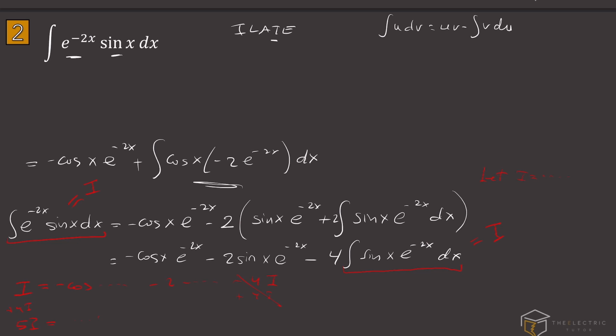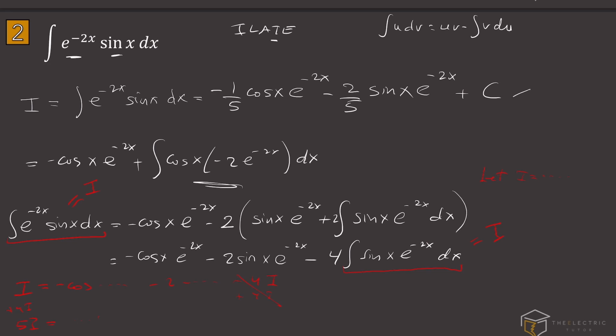The final result is going to be I, which is equal to the integral of e to the minus 2x sine x dx, equals, so we're dividing everything by 5, so minus 1/5 cosine x e to the minus 2x minus 2/5 sine x e to the minus 2x. And don't forget the plus c. And we're done. Cool. So let's look at a final example.